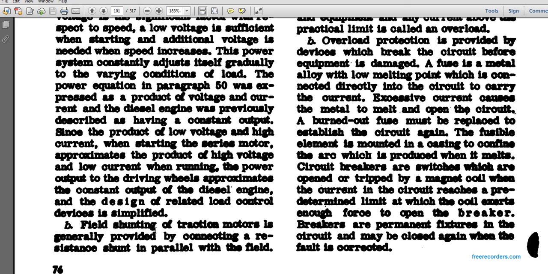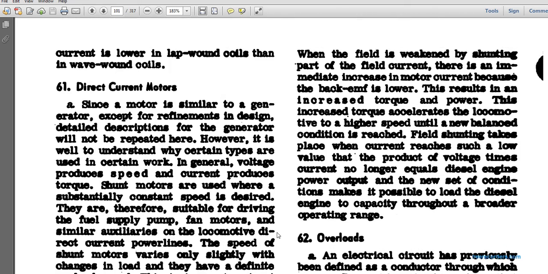The field shunting of the traction motor is generally provided with a connection resistance in parallel with the field. When the field is weakened by the shunt, the current immediately increases in the motor because of the back EMF, and the torque and the power are increased. The torque accelerates the locomotive to a higher speed until the new balanced condition is reached.